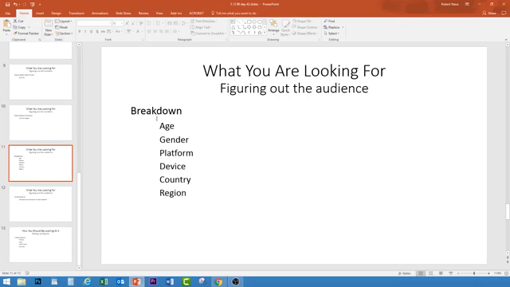So there's a tab that we're going to look at when we go into our reporting that allows you to look at the different breakdowns. There's a lot of information that you can look at, but there are, I guess, six of them that I have here that we care about: age, gender, platform, device, country, and region. Now, you might not look at all of these, but depending on my type of campaign and what I'm doing, I'm going to look at at least some of these.